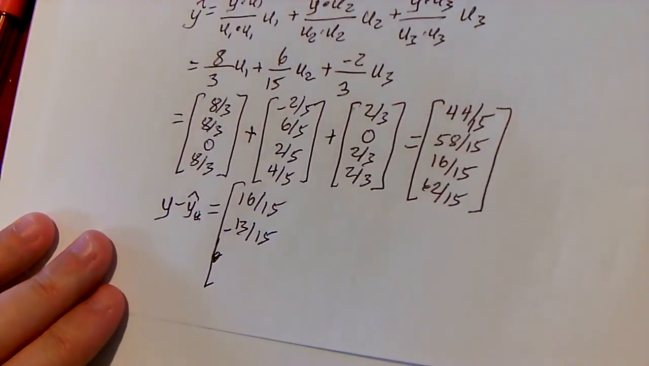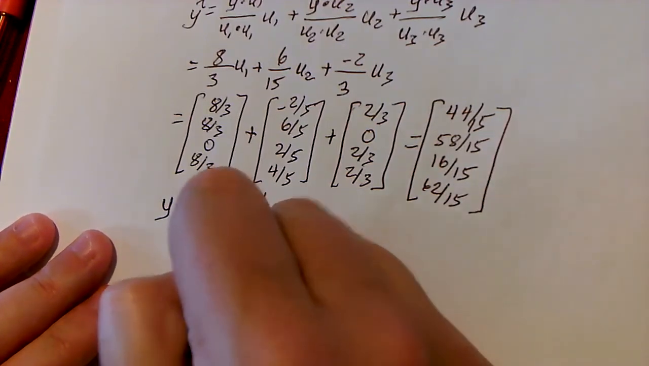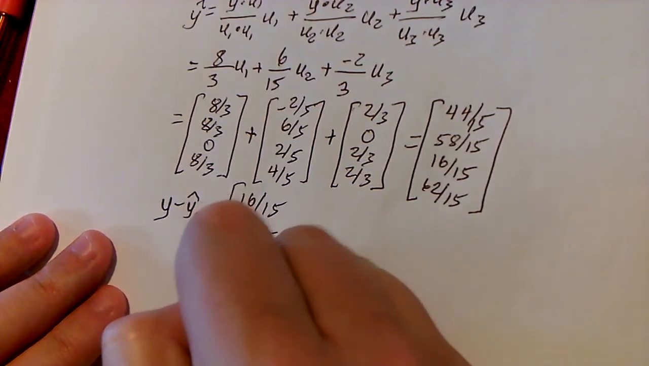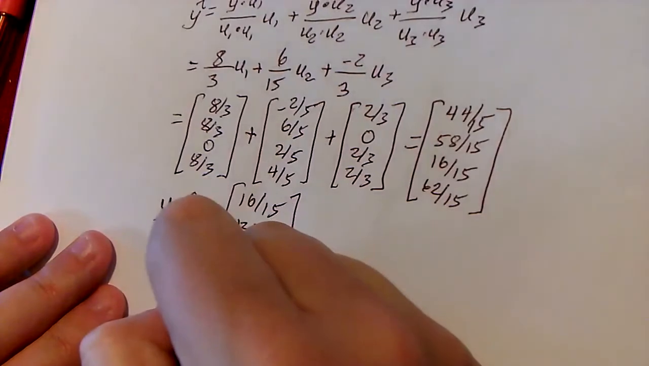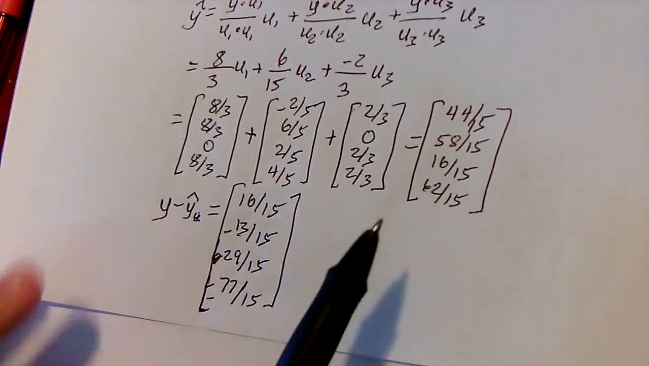45 minus 58. Third one then, I've got 3, and I have 16 over 15. So 45 minus 16 is going to be 29 over 15. And then the last one is negative 1, so that's negative 15 over 15. So negative 15 minus 62 is going to be negative 77 over 15. There's my second vector. So I've got y hat and I've got z.